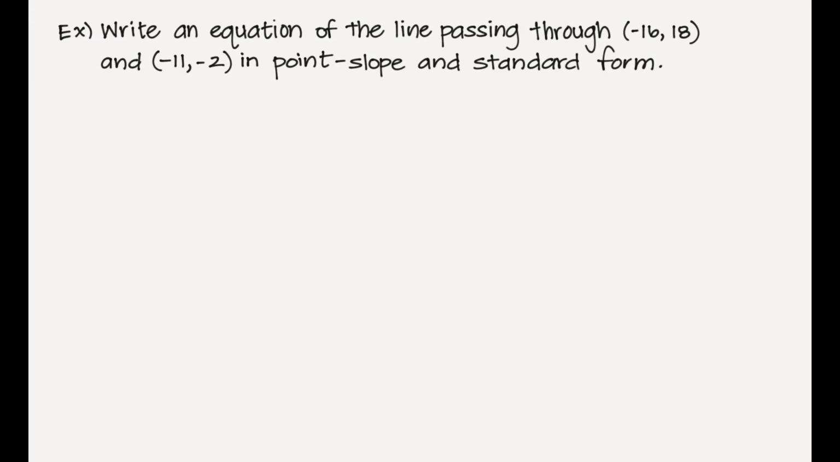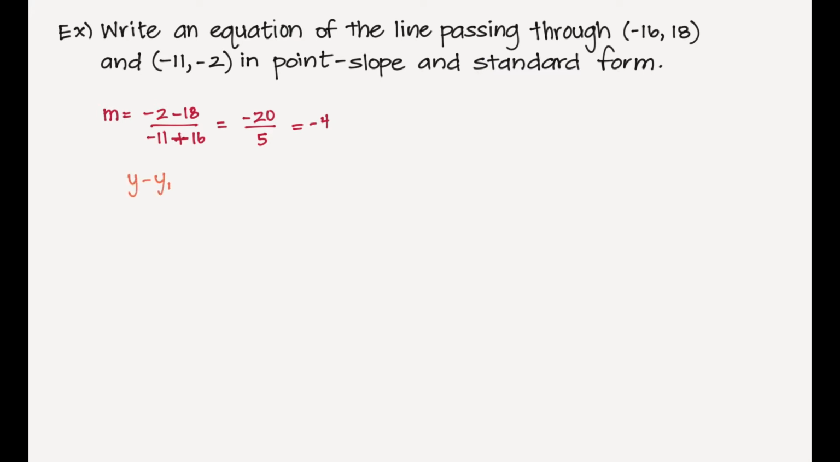But this time we have 2 points. We don't have 1 point and the slope. So let's go ahead and take those 2 points to find the slope. Negative 2 minus 18 divided by negative 11 minus negative 16. That leaves us with negative 20 divided by positive 5, which is negative 4. All right, so I have my slope.